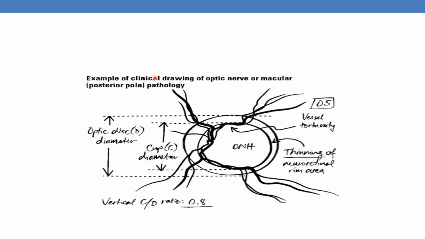Here you can see this is the example for 92202. Here the drawing of optic nerve is also shown. Optic disc diameter, cup diameter, the thinning of the neuroretinal rim area, vessel tortuosity, all these things are drawn here. This is an example.